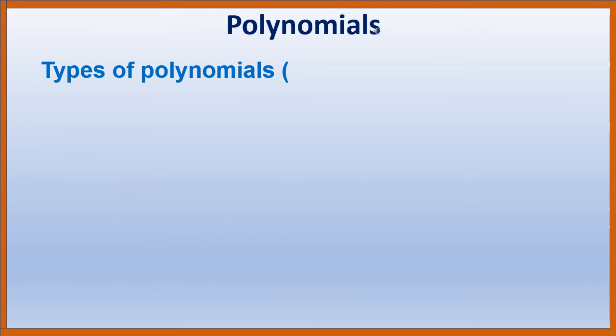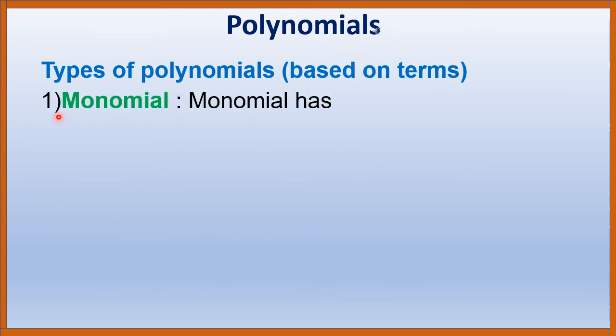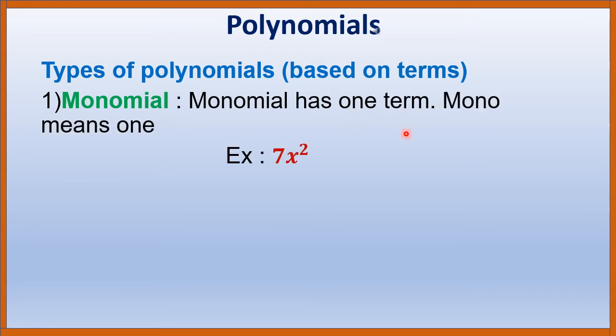Types of polynomials based on terms. Monomial. Monomial has one term. Mono means one. For example, 7x square, x cube y square, 10z.